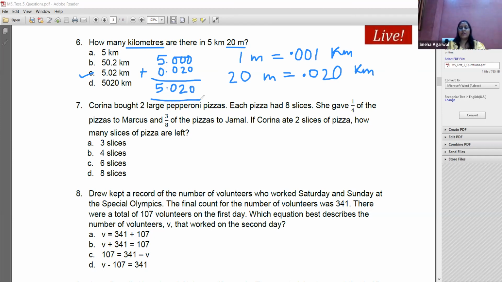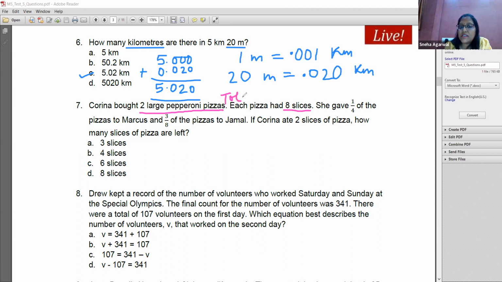Next, Corina bought 2 large pepperoni pizzas. Each pizza has 8 slices. She gave 1/4 of the pizza to Marcus and 3/8 of the pizza to Jamal. If Corina ate 2 slices of pizza, how many slices of pizza are left? Okay, guys, so they are having 2 large pepperoni pizzas. One pizza has 8 slices. So 2 pizzas means how many slices? 16, right? 8 plus 8 makes 16 slices. So in total you have 16 slices.